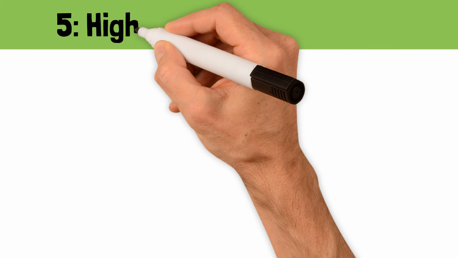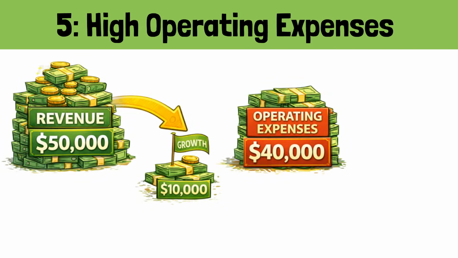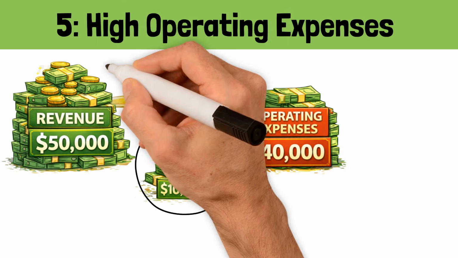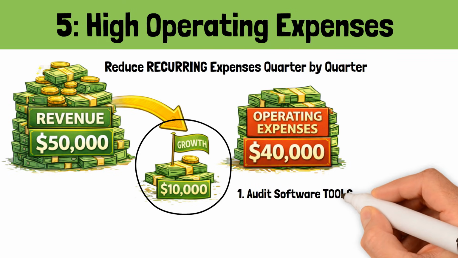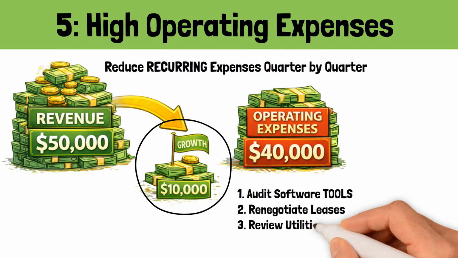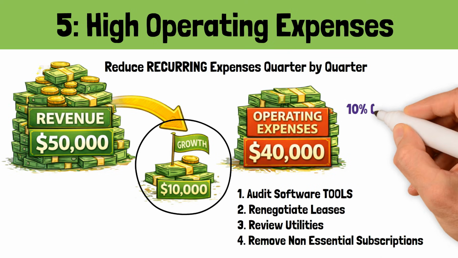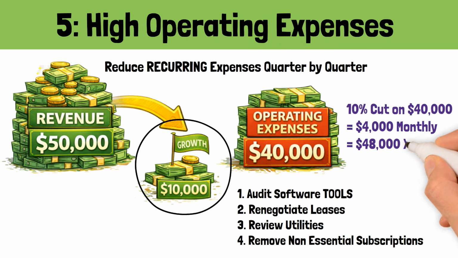Problem number 5, high operating expenses. If your revenue is $50,000 monthly, but your operating expenses are $40,000, you only keep $10,000 for growth. Reduce recurring expenses quarter by quarter. Audit software tools, renegotiate leases, review utilities, and remove non-essential subscriptions. A 10% cut in expenses on $40,000 saves $4,000 monthly or $48,000 yearly in cash retention.